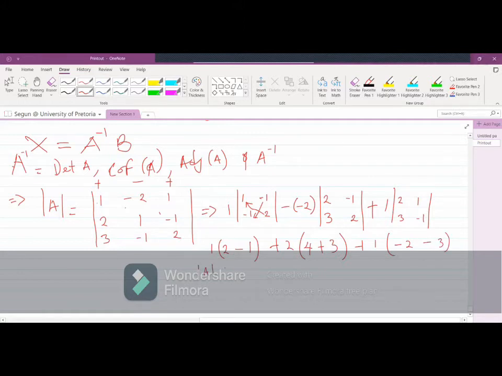So our determinant of A is equal to 1 plus 2 times 3, 4 times 3, 12. 4 plus 3, sorry. That is 7, 14, right? So here we have minus 5.